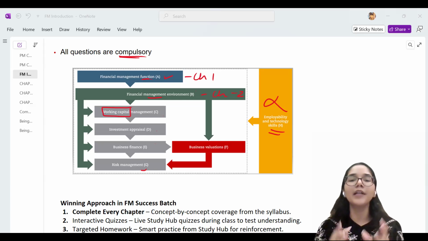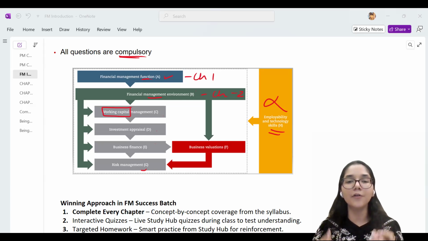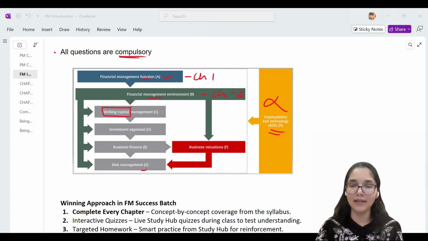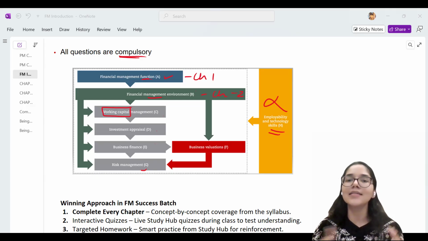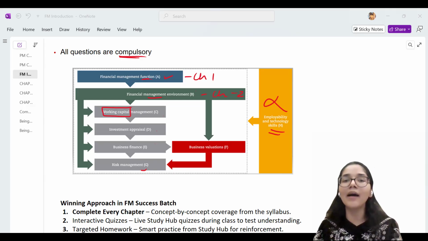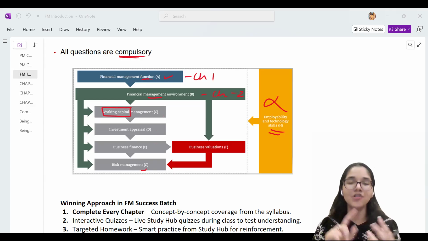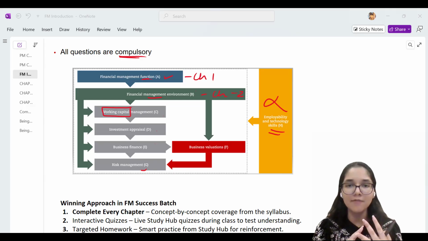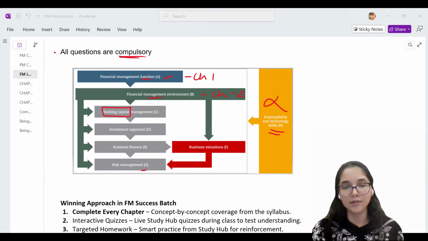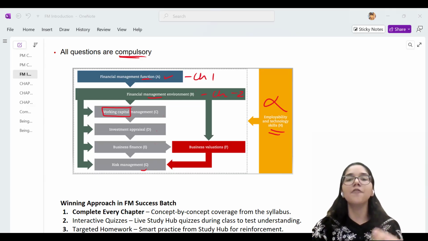Now, within this particular unit, we are going to delve deeper into why it is important for a company to manage its current assets and current liabilities. Within current assets and current liabilities, we will also break down the components. What are my current assets made of? It's cash, inventory, trade receivables. If I talk about my current liabilities, I have the trade payables. So these are a few things which we are going to individually learn about.